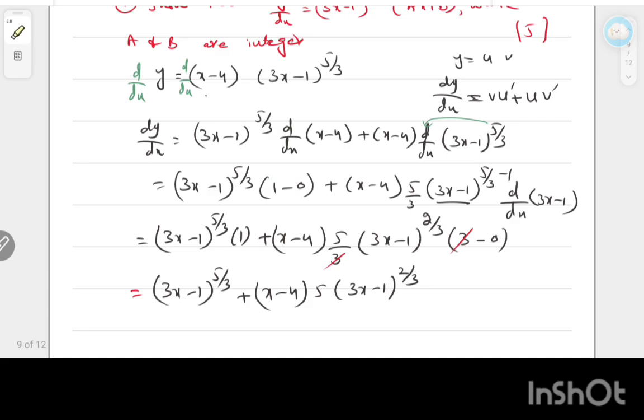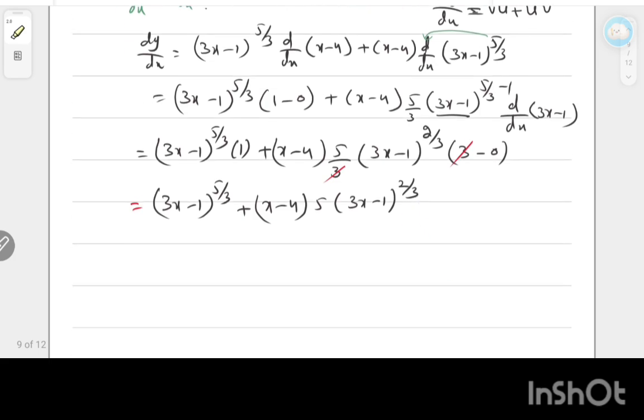To simplify more, let's take something common. Look here very carefully, there are the same terms but their powers are different. If we take the power 2/3 common, what do we get here? We have to get (3x - 1) plus 5 times... here is x minus 4, only x minus 4 remaining.